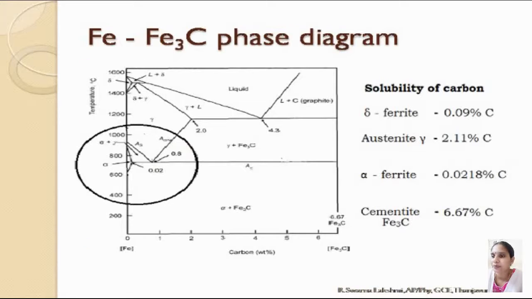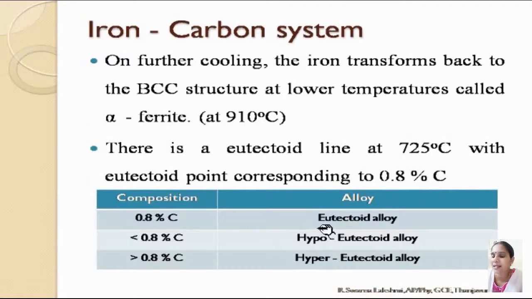Hence, we are classifying steels as eutectoid steel, hypo-eutectoid steel and hyper-eutectoid steel. Eutectoid alloy is one which has 0.8 weight % carbon. Lesser than 0.8 weight % carbon, the alloys are named as hypo-eutectoid alloys, and greater than 0.8 weight % carbon, the alloys are called hyper-eutectoid alloys.